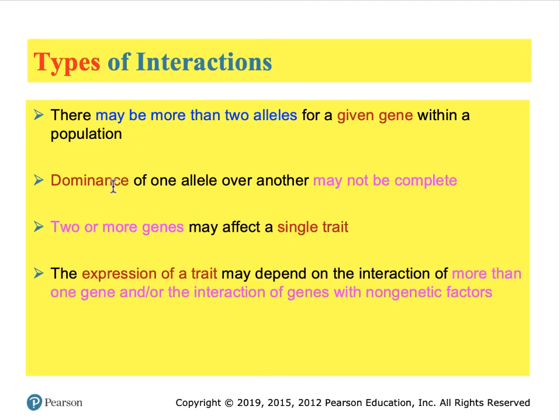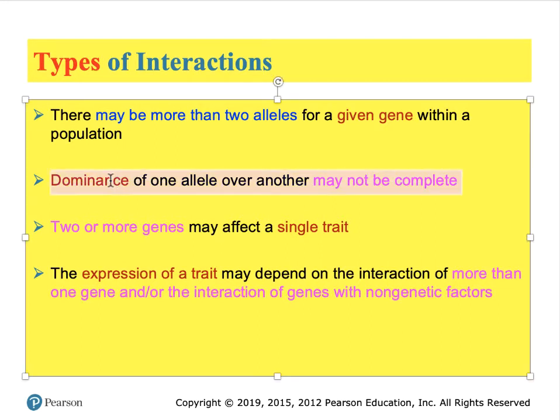Second, dominance of one allele over another may not be complete. So partial dominance, codominance, incomplete dominance. So we'll have to learn all these terminologies and, more importantly, how they work at the biochemical level. For many traits inside the human body, we are discovering that more than one gene is responsible. So 2 or more genes may affect that single characteristic. Understanding that system is also necessary.